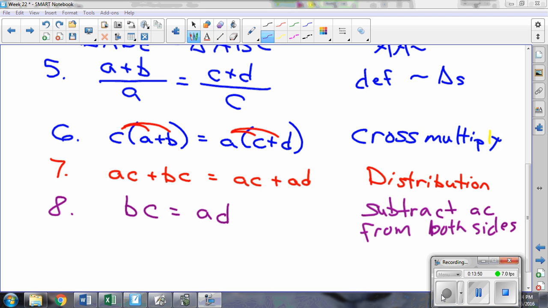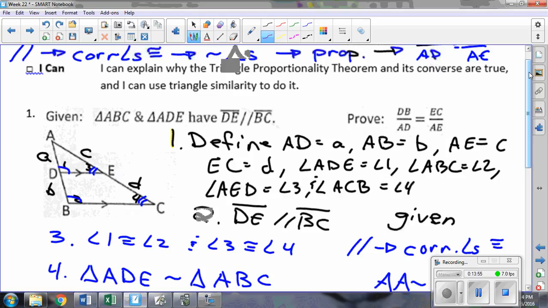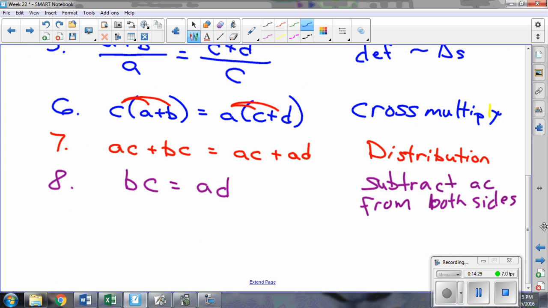All right? Now, I would like to go back up to the top and remind you what we're trying to get. The thing we are trying to prove: DB is B, AD is A, EC equals C, and that's D and C. You notice how with the proportion we're trying to create that we have B on top by itself? And we also have D on top by itself. That's what we need to get with this equation.